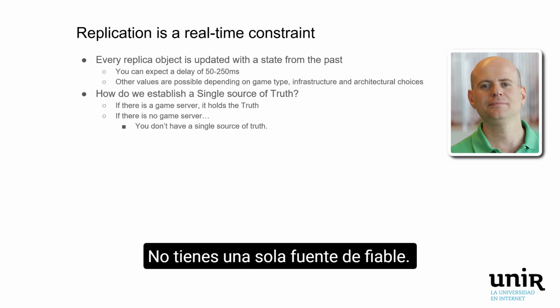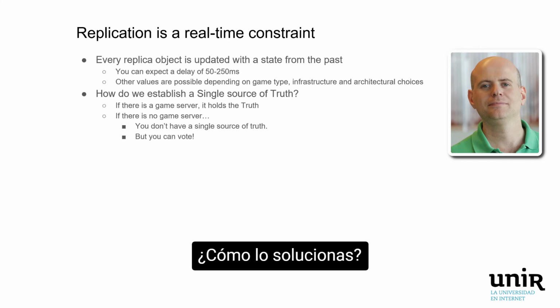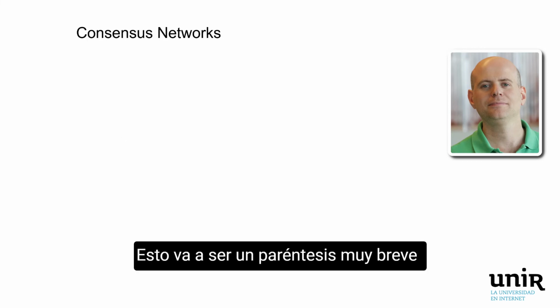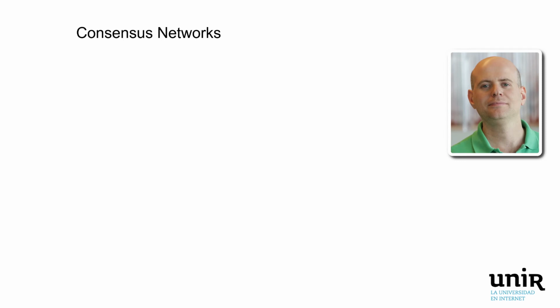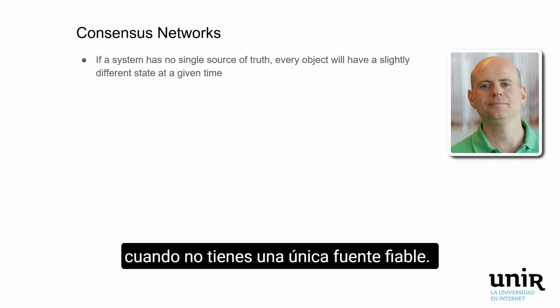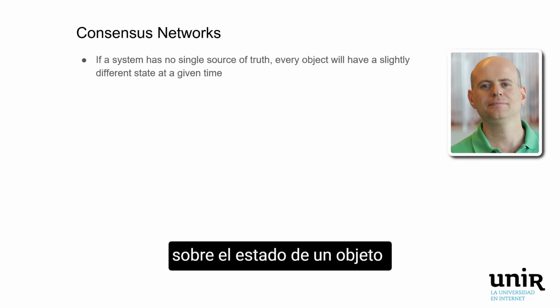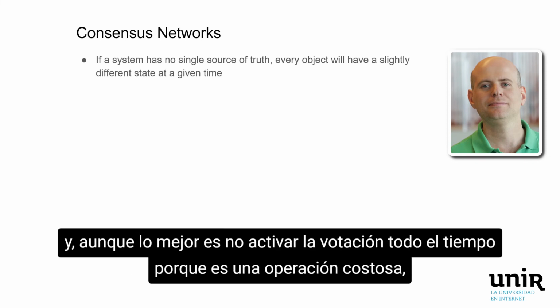You don't have a single source of truth. You have a number of peers, but they all have different opinions. So what do you do? You vote. So this is going to be a very brief parenthesis on a thing called consensus networks. These are networks which are used when you don't have a single source of truth. Every peer will be able to vote on the state of an object. You do not want to trigger voting all the time because it's an expensive operation, but it is a technique that is used.